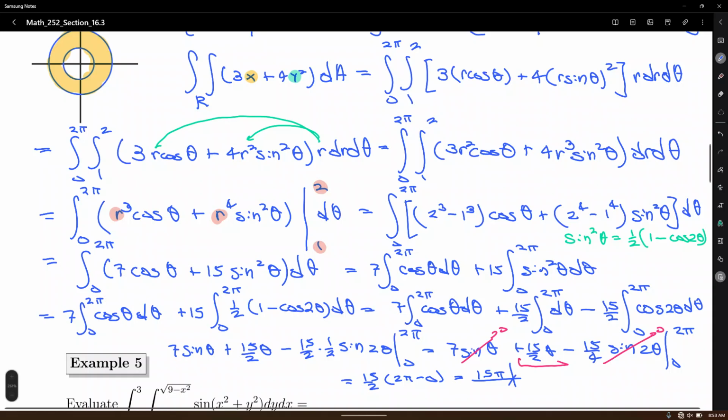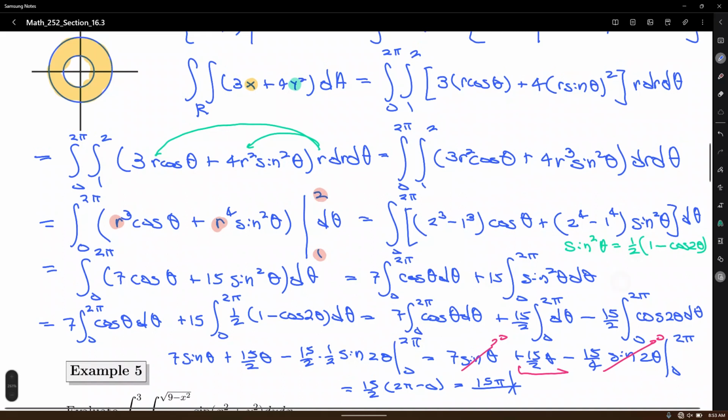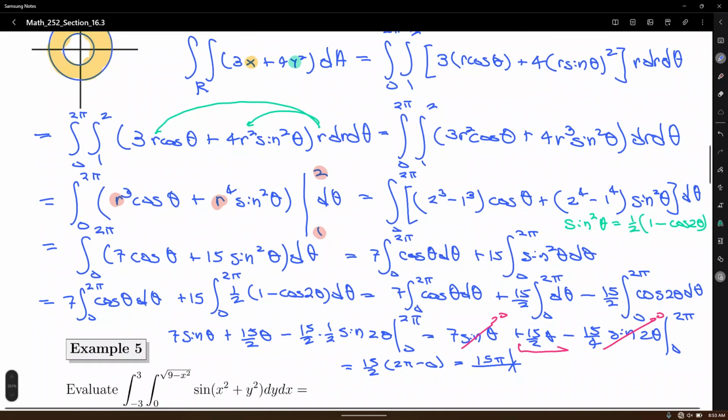That's 15 pi. All right? And yes, that's the value of this integral. No, it's not an area. In fact, this must be volume, right? Because of the type of integral right here. It's a double integral of a function other than 1. Okay. So let me go back to the definition of how we change from dA to r d theta.